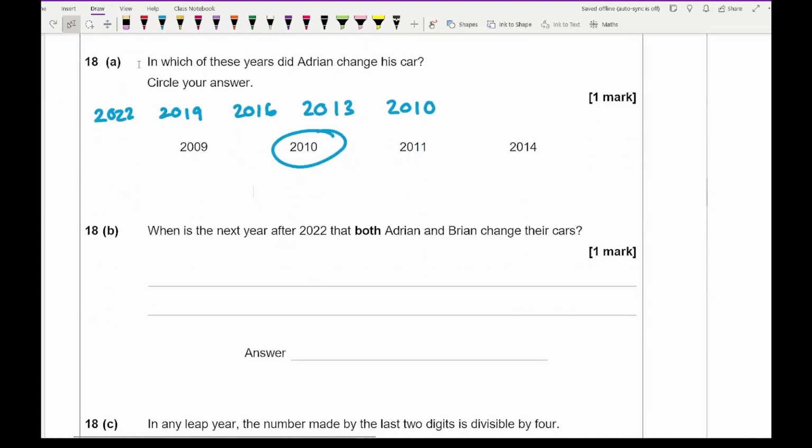It then says, when is the next year after 2022 that both Adrian and Brian change their cars? So if I have Adrian and I've got Brian, and I've got 2022.